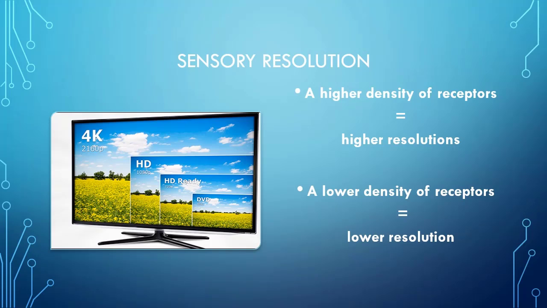So put very succinctly, the higher the density of sensory receptors, the higher the resolution will be for that sense in the brain, and the lower the density of receptors, the lower the resolution or ability to detect things that we have.